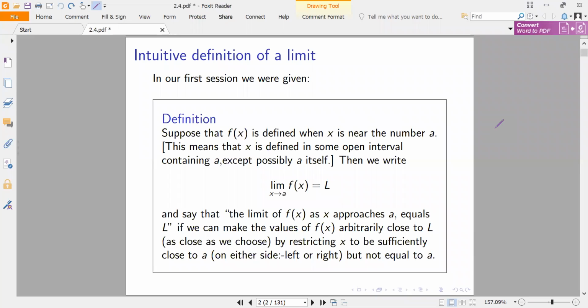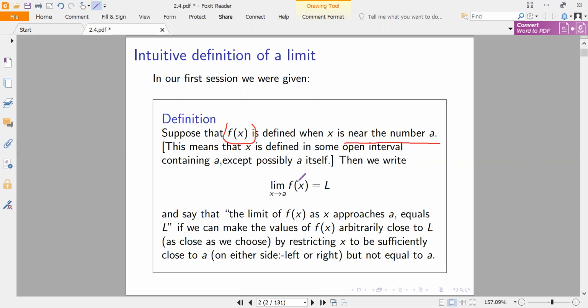Remember, at the time we were talking about the intuitive definition of a limit. This is the definition we gave: to generalize things, suppose that f of x is some function defined when x is near a. By x being near a, we mean that f is defined on some open interval containing a. We don't really care if it is defined at a, just on some interval around a.